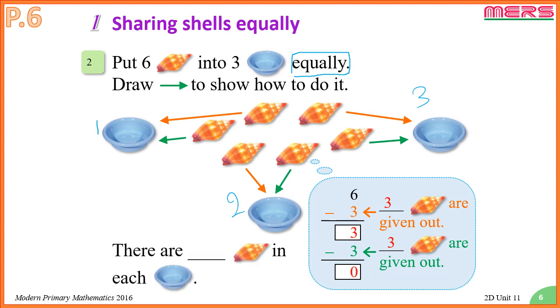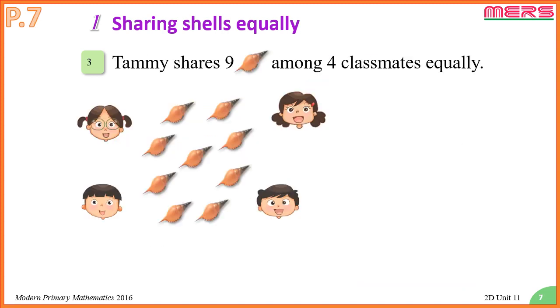The question is asking how many shells are in each bowl. In each bowl you can see there are 2 arrows pointing to each bowl, which means that altogether there are 2 shells in each.